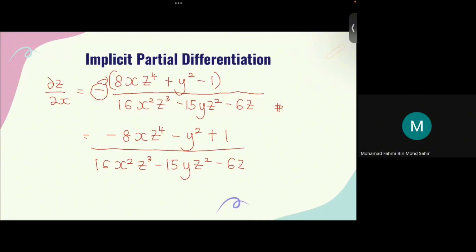Is that okay, Doctor? Yes. The negative must multiply on the upside, not the downside, right? It is not a must that you multiply. If you leave it like this, it's also okay.